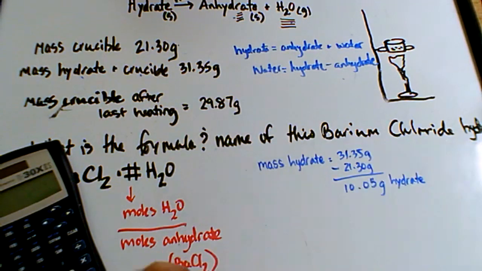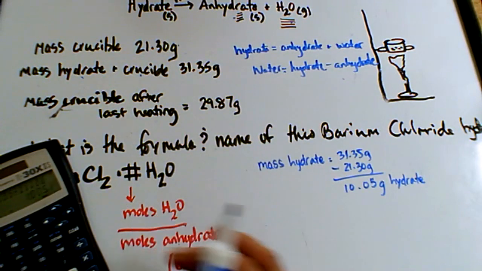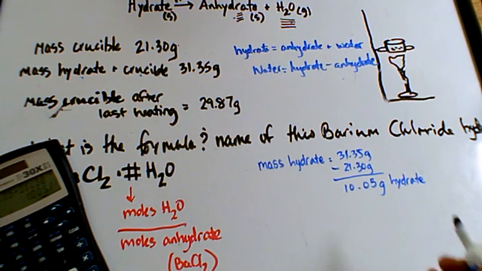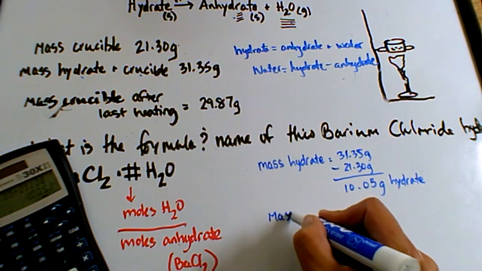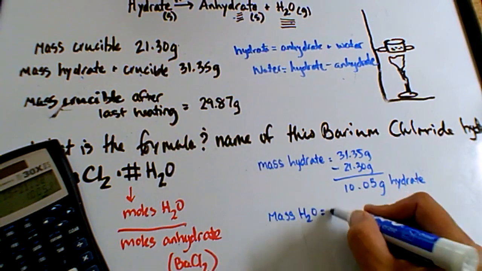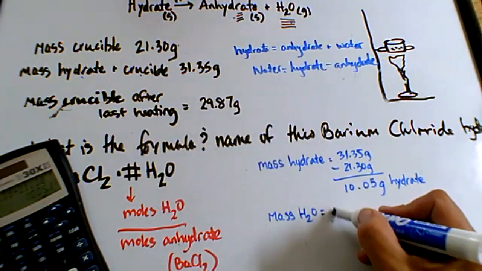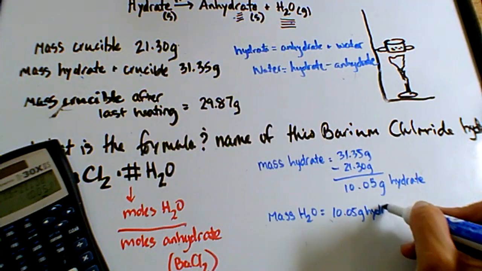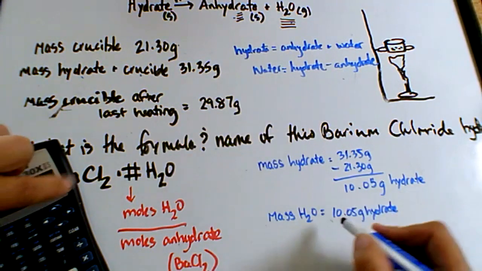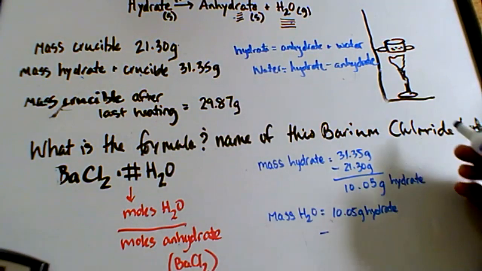Let me check that to make sure I'm not doing anything stupid, because I really don't want to have to make this video again. Okay, great. And then the mass of the water is equal to the mass of the hydrate. So this is my hydrate, 10.05 grams of hydrate. This is why things are good to be labeled. The barium chloride, you could write that if you wanted, minus our anhydrate.